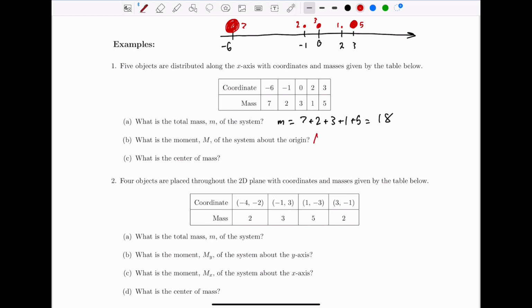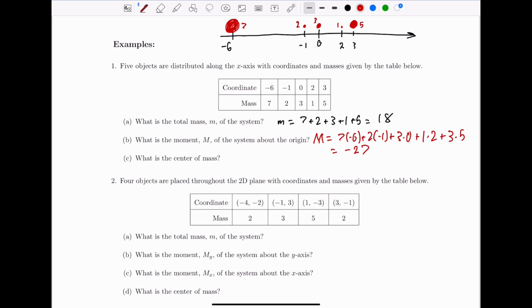So the moment, capital M, is 7 times -6, plus 2 times -1, plus 3 times 0, plus 1 times 2, plus 3 times 5. We have the masses times the x values. And if we simplify this, we get -27.